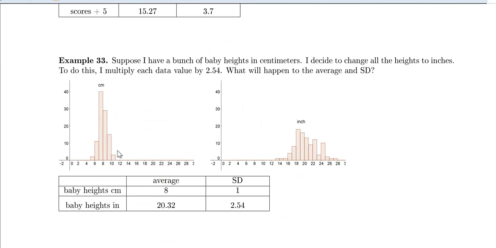For example 33, suppose I have a bunch of baby heights in centimeters and I decide to change all the heights to inches. To do this, you just multiply each data value by 2.54. So what's going to happen to the average and SD? Here's what it looks like in centimeters, here's what it looks like in inches. It looks like my average went up quite a bit, and now my data is also more spread out. For the average to go from 8 to 20.32, it was actually 8 times 2.54. And the SD was simply 1 times 2.54.